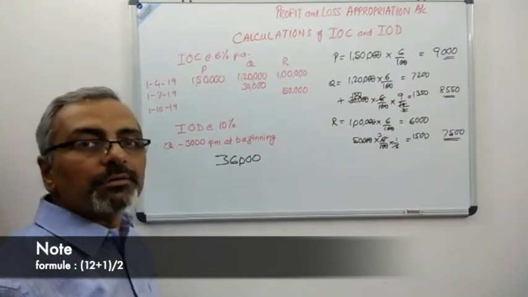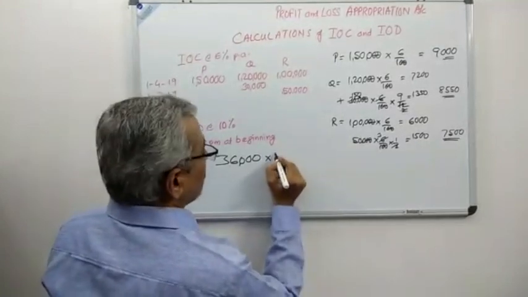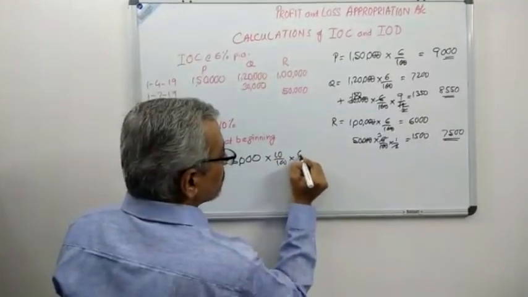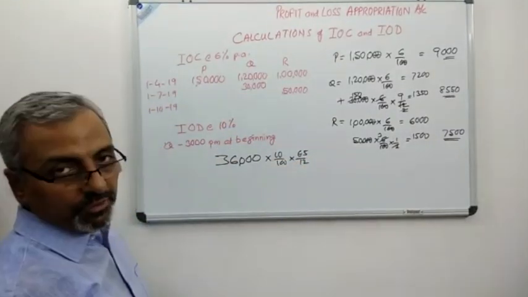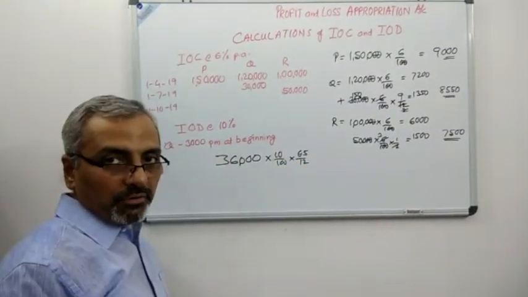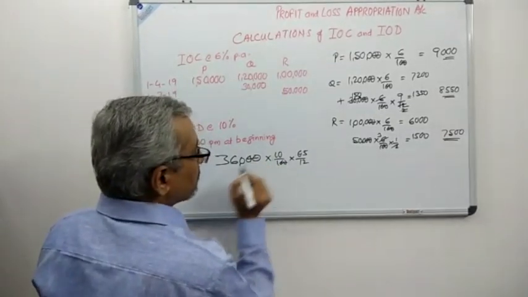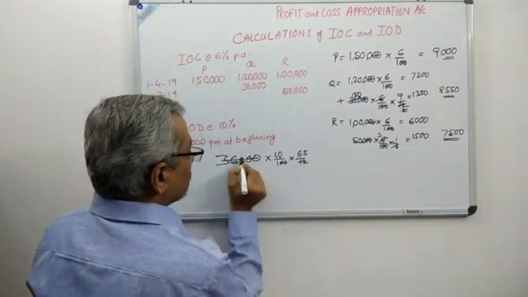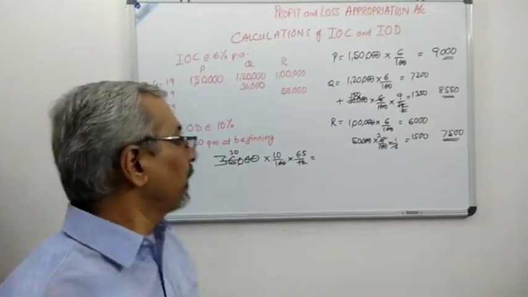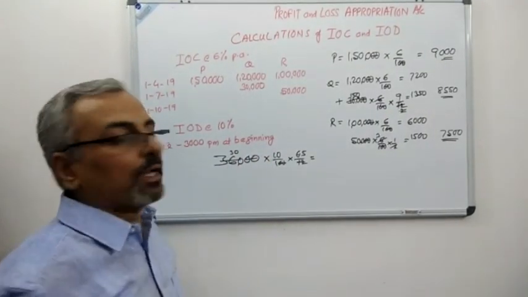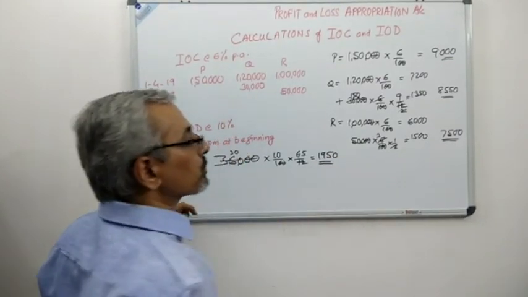So we'll calculate the interest for 6.5 months. Now over here 36,000 into 10 by 100 into 6.5 by 12, because it is drawn at the beginning of every month, and whenever it is drawn at the beginning of every month, the formula is for 6.5 months. Now let us see over here, cancelling the zeros over here. Cancel this and this, how much we get over here? We get a 30. So if you see over here, now 300 into 6.5 gives us 1950. So this is the interest on drawing.